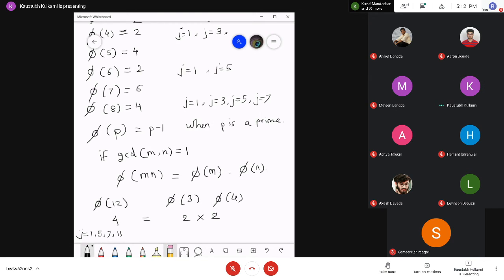Okay. Did you get why the totient function of 12 is 4? Yes. 1, 5, 7 and 11. Okay. So now let's proceed.